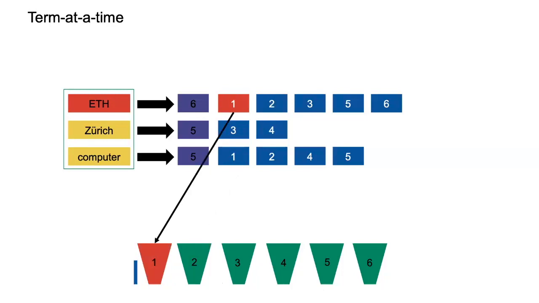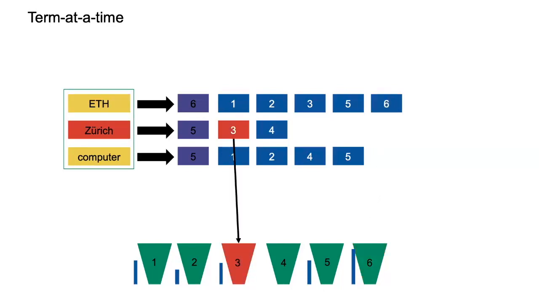Then I do it with document 2, document 3, document 5, document 6. Term at a time, right? So I do it for ETH. I'm done with ETH. Zurich now. 3, 4. Oh, that's the first one. So 4 now is no longer 0. I'm done with Zurich, computer. 1, 2, 4, and 5. And now I'm done. So how do I know what to return? Well, document 5 comes first, then document 1, then document 6, then document 2, then document 4, then document 3. Do you agree?